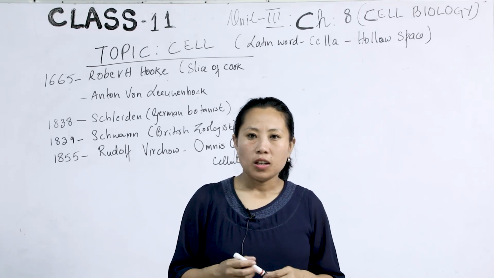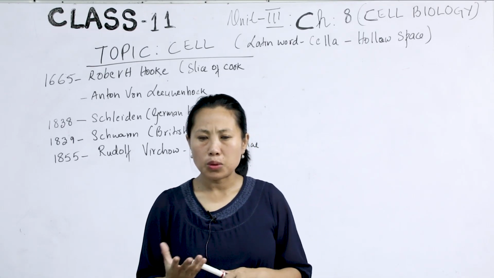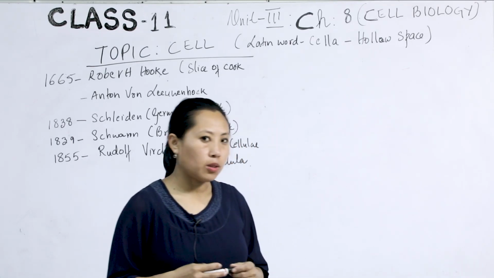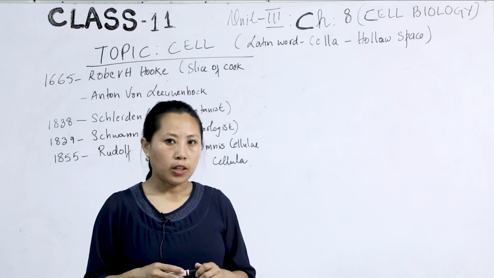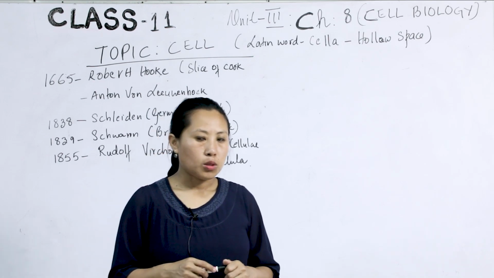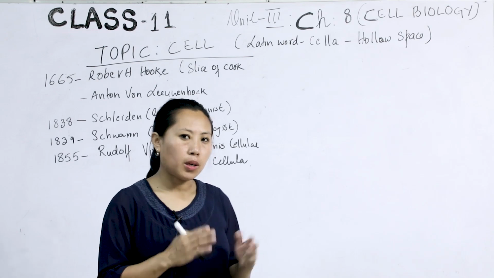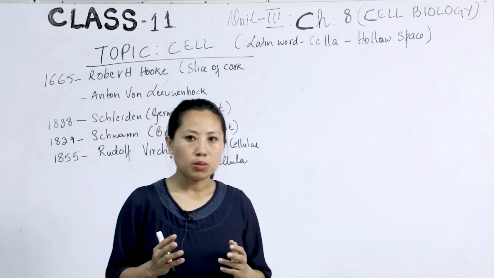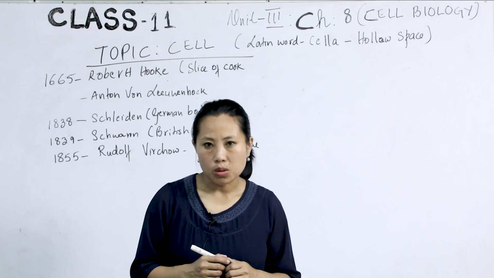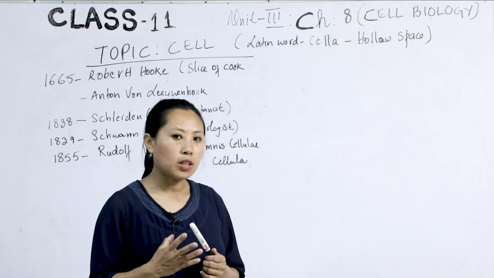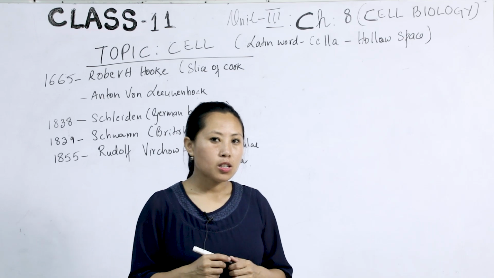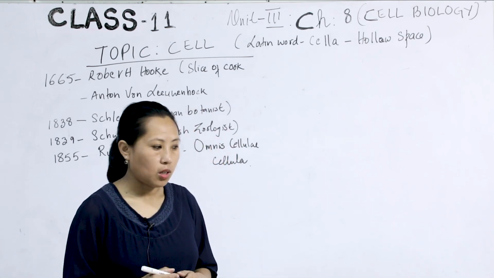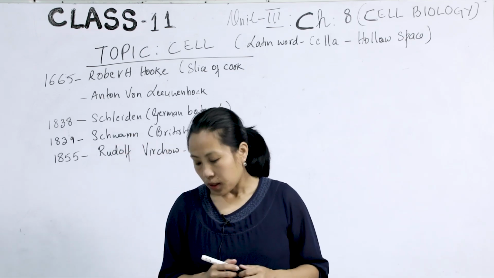So today I would like to start with a new unit, cell biology, unit 3 and chapter 8 of your textbook. This cell biology, part A consists of 12 marks and part B 12 marks. So in total it will be 24 marks. So I suggest you have an in-depth knowledge about this unit so that you can score well.